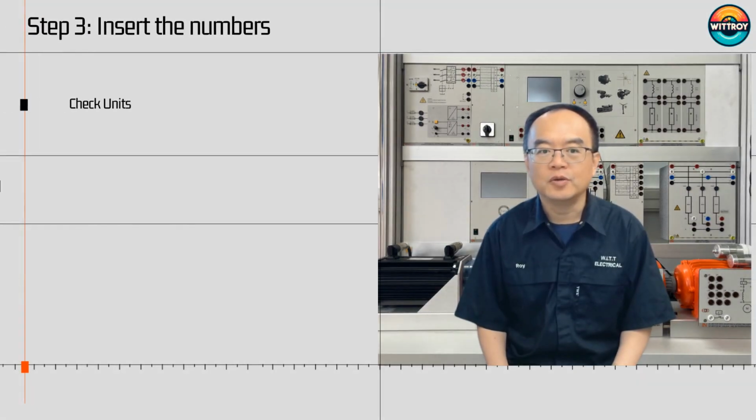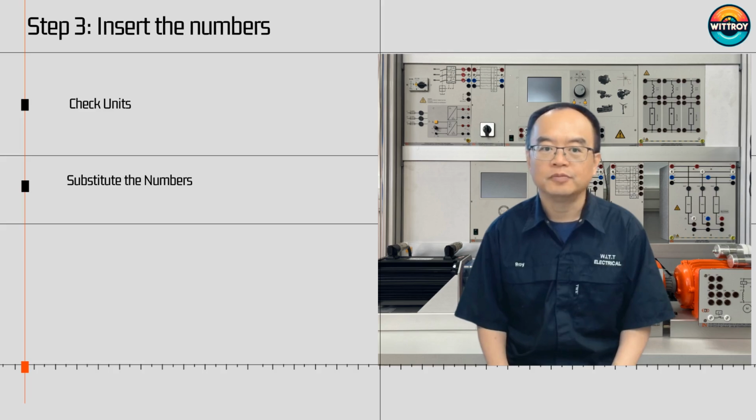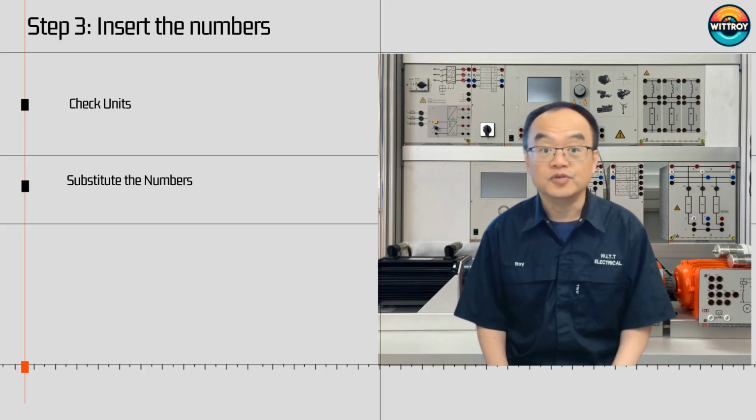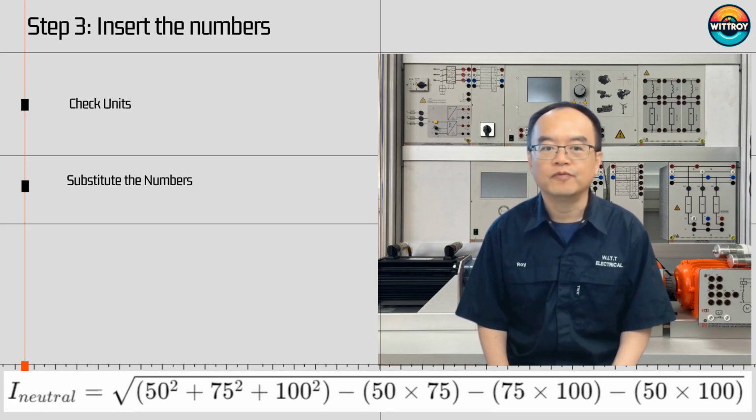Step 3. Insert the numbers. Check units. Ensure the units in the question match the units in the formula. For this example, all variables are in amperes, so no unit conversion is needed. I will make another video about how to do unit conversions. Substitute the numbers. Insert the given values into the formula. The neutral current is equal to the square root of the sum of 50 squared plus 75 squared plus 100 squared, minus the product of 50 and 75, minus the product of 75 and 100, minus the product of 50 and 100.